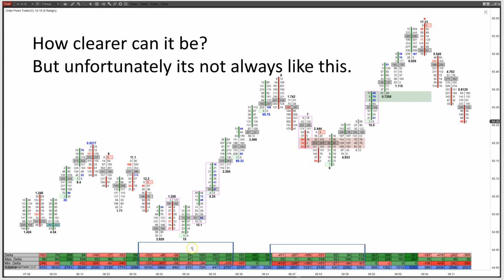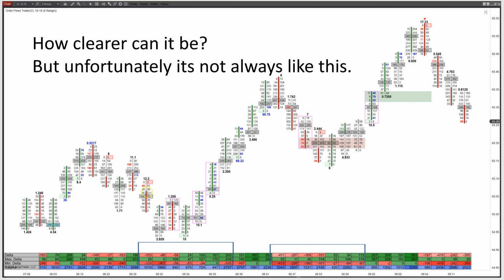And as you can see here, the delta at the bottom is getting weaker and then getting stronger. As the market's selling off, it's getting weaker, and as the market starts rallying, it's getting stronger. It went from minus 103, minus 88, minus 58. So negative deltas are getting weaker. It's getting closer to zero, turning positive. It turns 24, 100, 167, 205 as the market starts rallying back up.